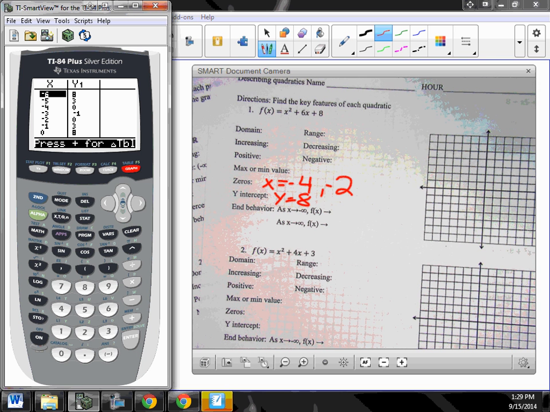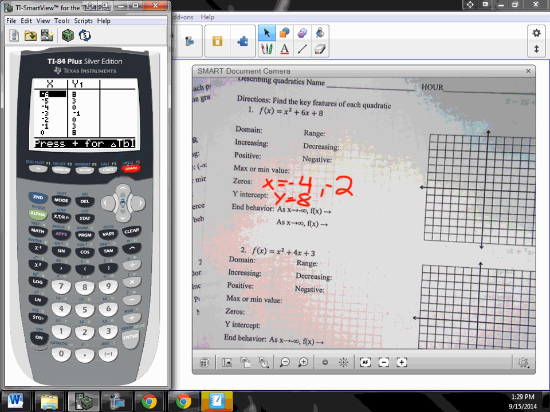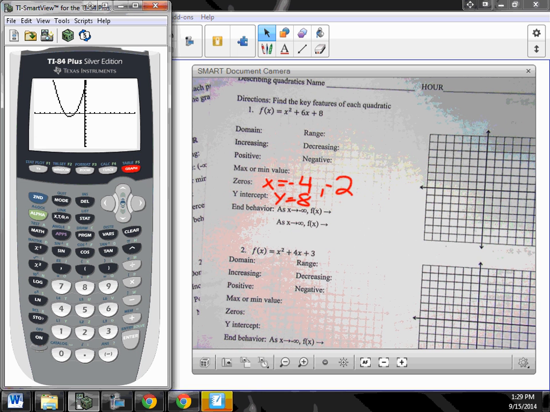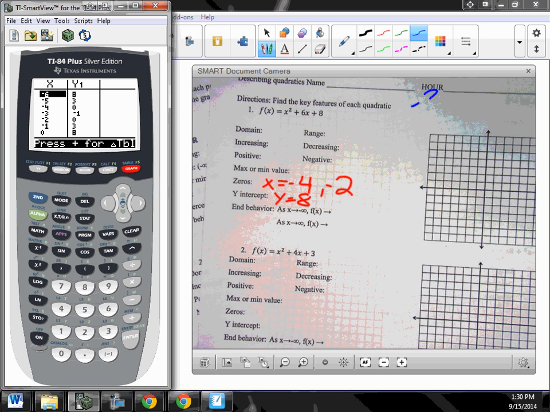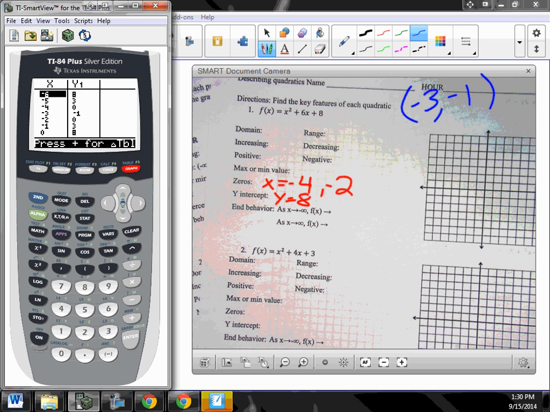Well, if I look at the graph, does this graph have a maximum or a minimum? Minimum. So we go back to the table. What is the minimum point? It looks like negative 3, negative 1. Can I be sure that that is the minimum? Can you look at the table and say, yes, that's the lowest number?